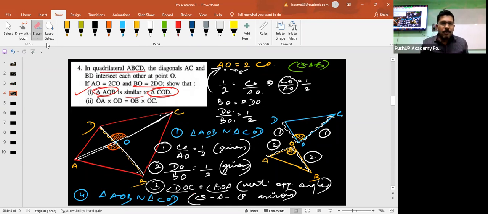Okay. Now we have to show OA into OD is equal to OB into OC. What we will do? We will write the thumb rule. The moment we write the notation form, what should be the next step, Milan?